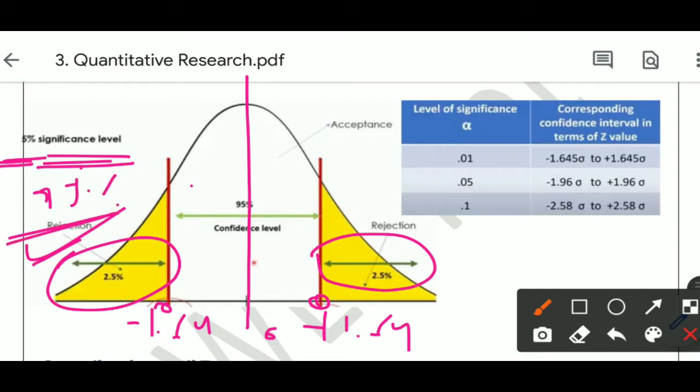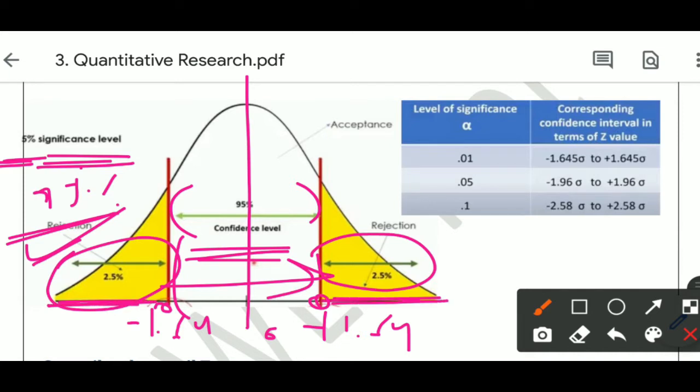So what will be the confidence level? This range, 95%, is the confidence level that your null hypothesis is going to be accepted in this range. The remaining range is the significance level, where there is a 5% possibility that your null hypothesis will be rejected. I hope you understood.